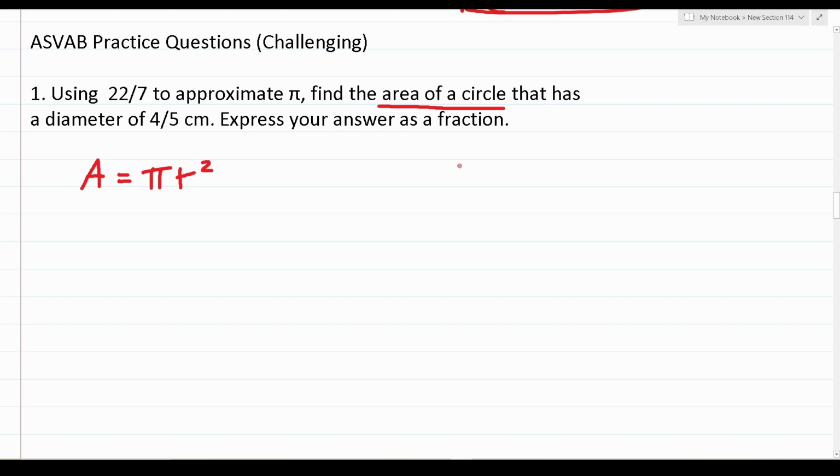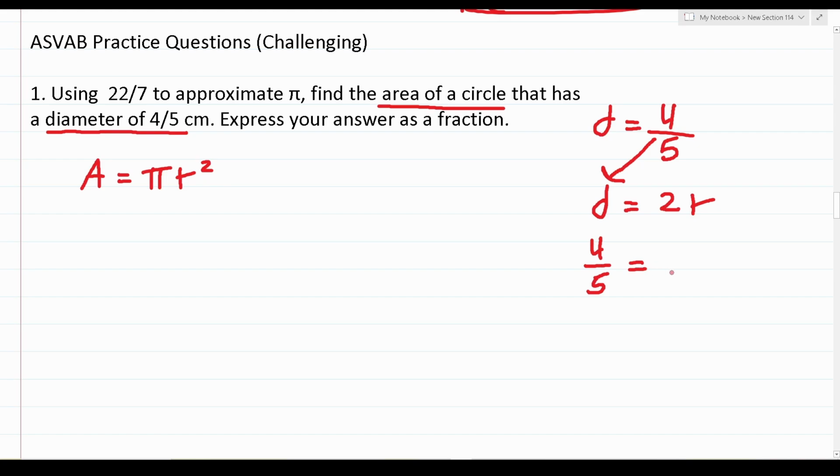All right, we have a little bit of a problem here. According to this problem, we know the diameter of this circle is 4/5 of a centimeter. That said, to find the area of this circle, we don't need its diameter, we need its radius. So again, we're going to have to fall back on the relationship between diameter and radius of a circle. Notably, diameter is always twice as long as the radius. So in place of d here, I can go ahead and plug in 4/5. This becomes 4/5 equals 2r. If we solve for r, we'll know what our radius is.